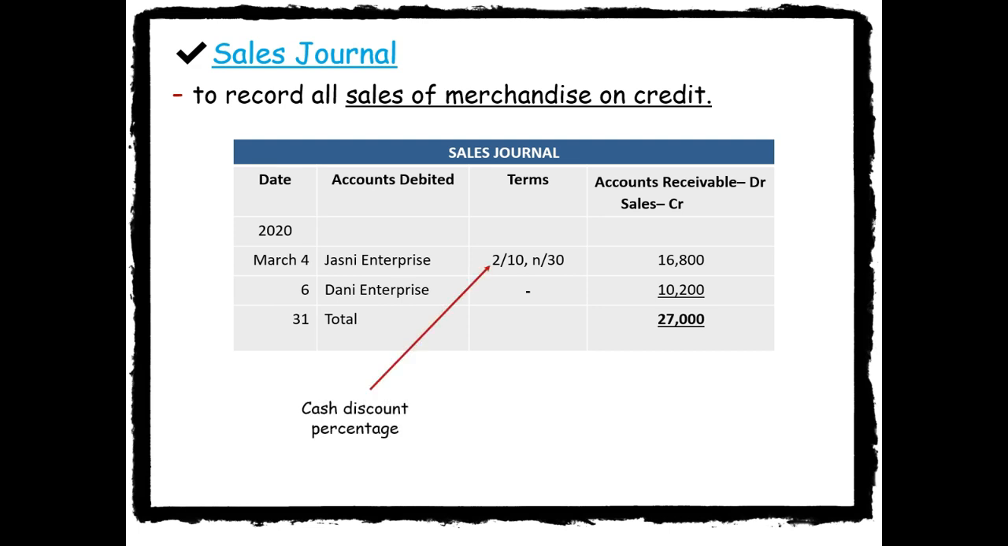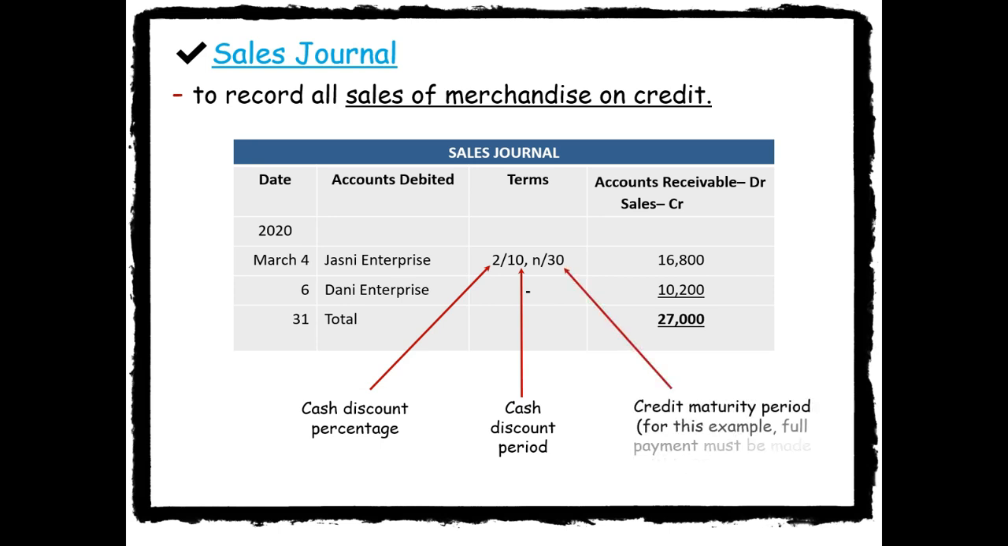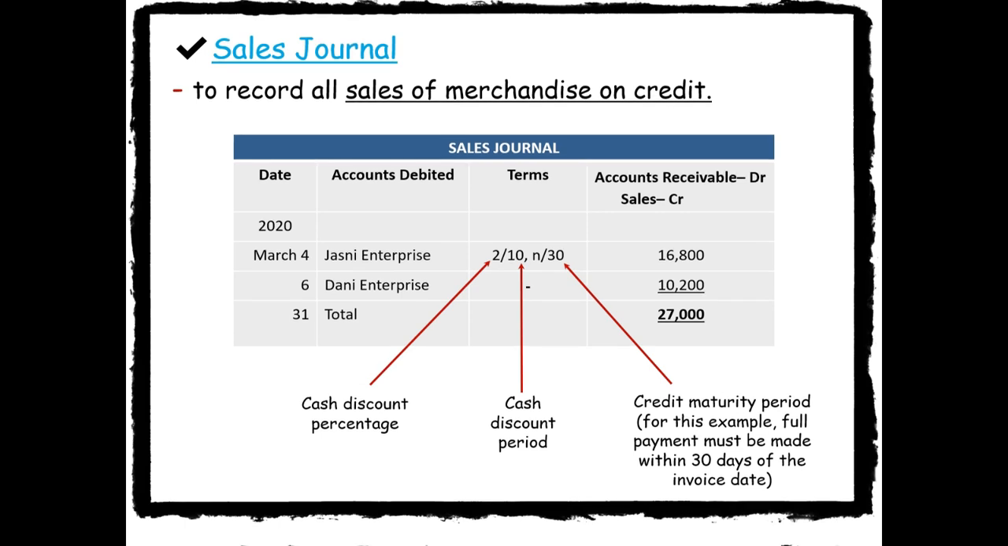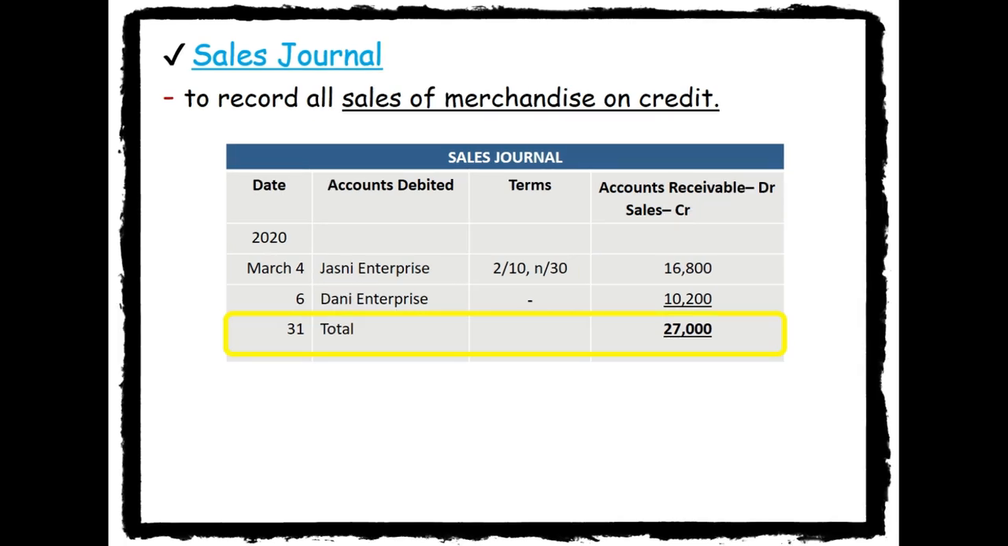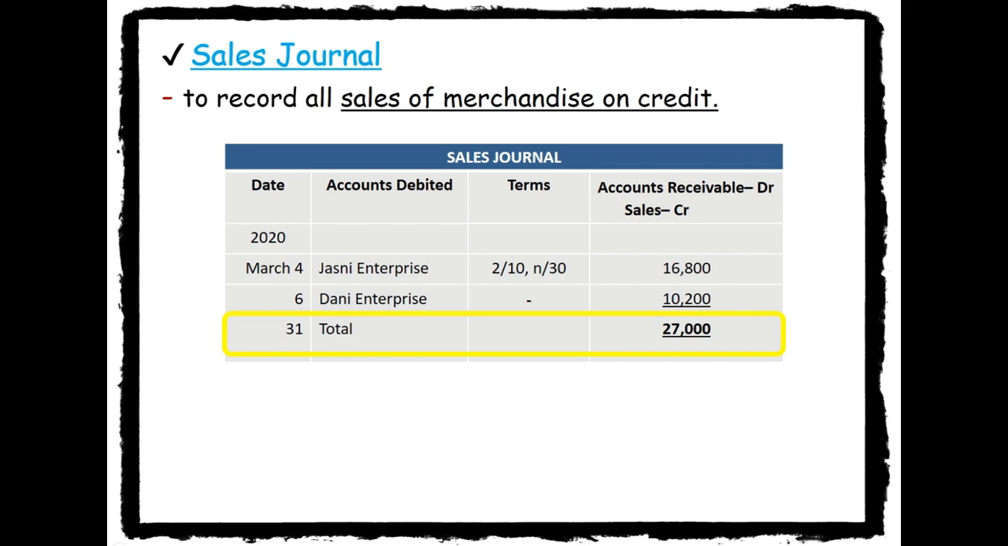For example, the figure 2 means 2% of cash discount would be given to the debtor if payment is made within the discount period. The figure 10 indicates the discount period. Cash discount would be given only if the debtor makes payment within the discount period of 10 days. The figure 30 indicates the credit maturity period. For this example, full payment must be made within 30 days of the invoice date. The last column is to record the corresponding amount of the transaction. And lastly, we would sum up the amount of transactions at the end of the month. The total on 31st of March is 27,000.